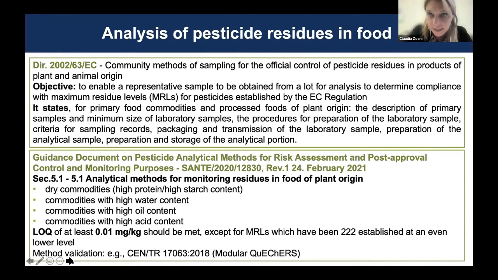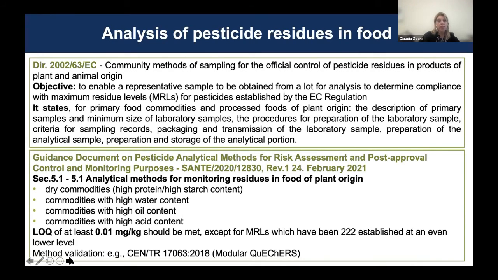How to analyze pesticide residues in food? We have to consider, first of all, sampling. We have a directive, number 63 of 2002 of the European Commission, that states community methods of sampling for the official control of pesticide residues in products of plant and animal origin.